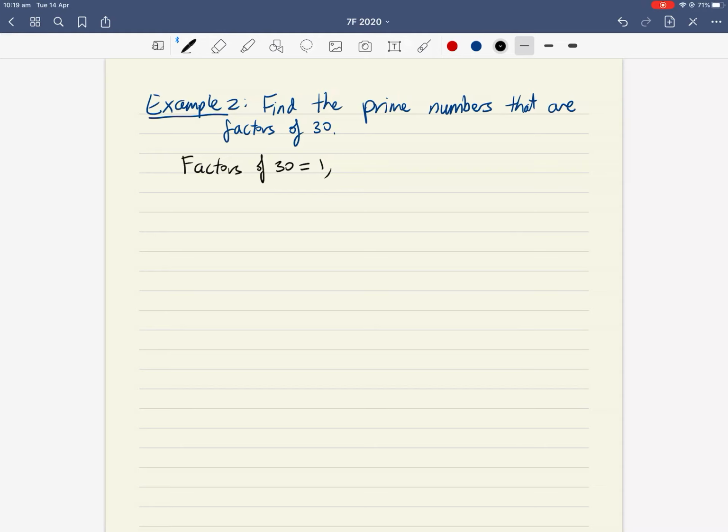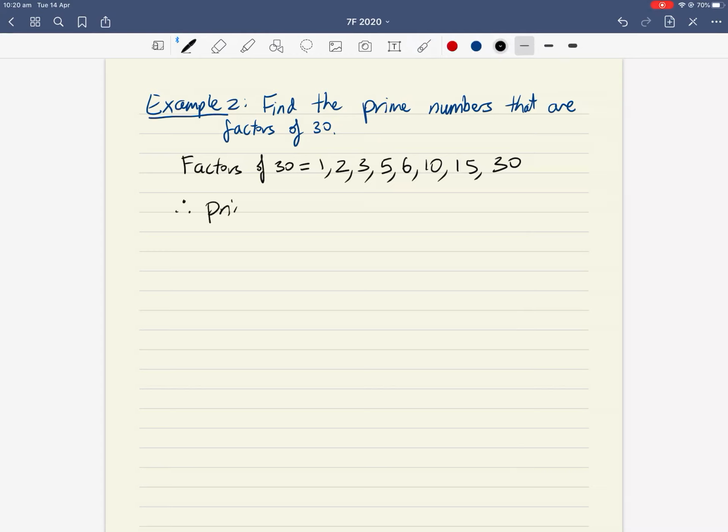So 1 always goes into 30. 30 is even, so 2 goes into 30. 3 times 10 is 30. 4 does not go into 30 perfectly. 5 times 6 is 30, so now we can do the pairing up. So 5 and 6, 3 and 10, 2 and 15, 1 and 30. Alright, so out of this factors list of 30, which of these numbers are prime numbers?